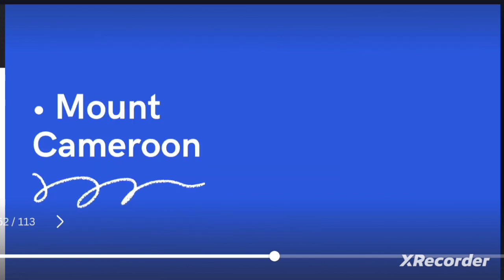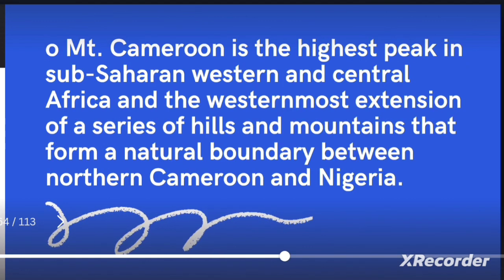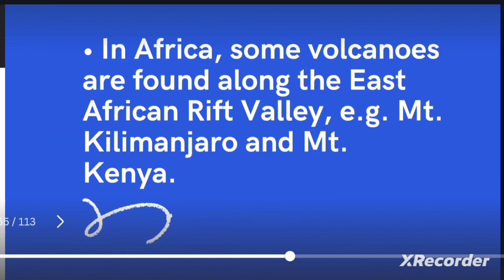Mount Cameroon is an active volcano that is also known by many other names, and it is located near the Gulf of Guinea within the Republic of Cameroon. Mount Cameroon is the highest peak in sub-Saharan Western and Central Africa and the westernmost extension of the series of hills and mountains that form a natural boundary between northern Cameroon and Nigeria. In Africa, some volcanoes are found along the East African Rift Valley, Mount Kilimanjaro and Mount Kenya.